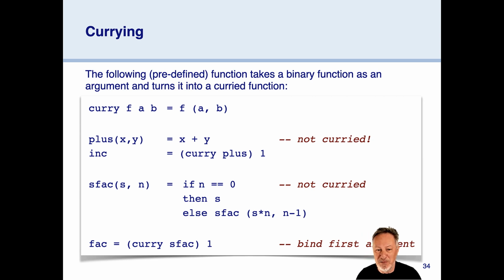So this may seem a little bit like magic, but I encourage you to take a close look at what's going on in these slides here, because it's important to understand what we're doing. Similarly, if we have an sfac version that takes a pair of arguments s and n, defined in the obvious way, then we can take our magical curry function to curry it and bind the first argument.